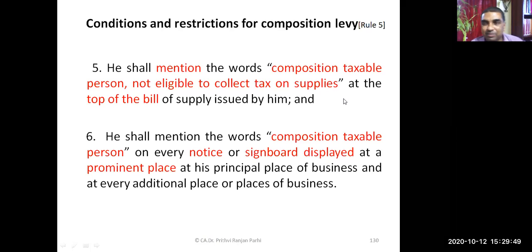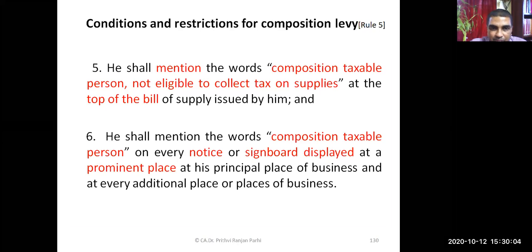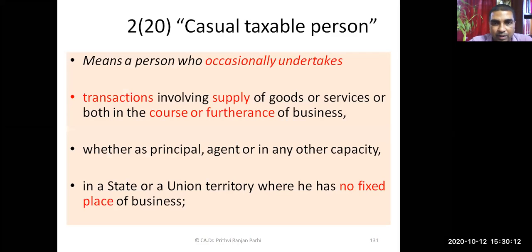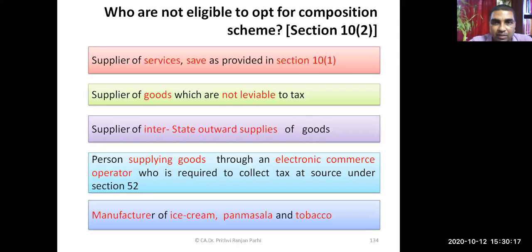Understood these conditions? Yes or no? Condition number 5 and 6, did you understand? Yes, sir. It's clear. Okay, fine. Casual taxable person, all these things you have covered.